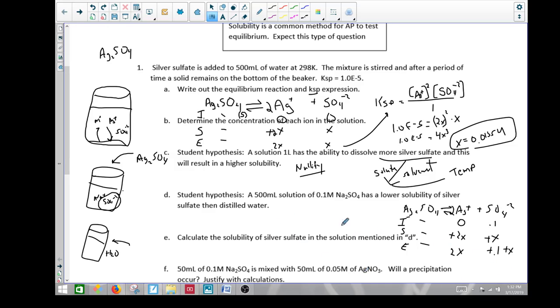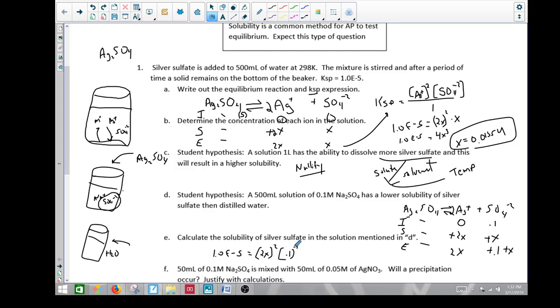Plug all these guys in. Okay, so let's do it. 1.0 e to the negative 5th equals 2x squared. And now here's where I'm going to use my shortcut rule. 0.1 plus x. X is very small because of the K value. Therefore, 0.1 is what we'll go with. This is 0.1 to the first. All right, so you can put all this together however you want, but solving for x.